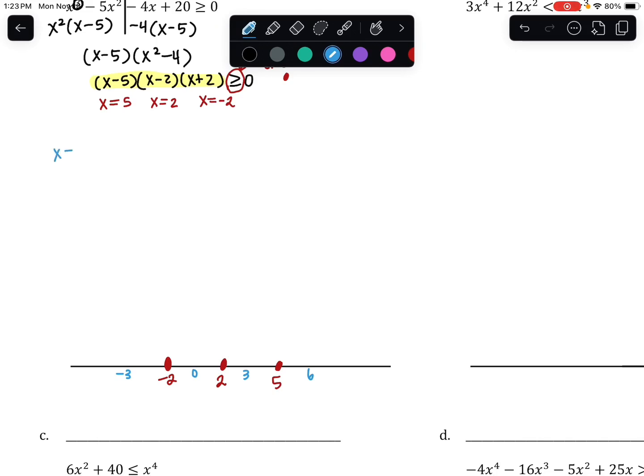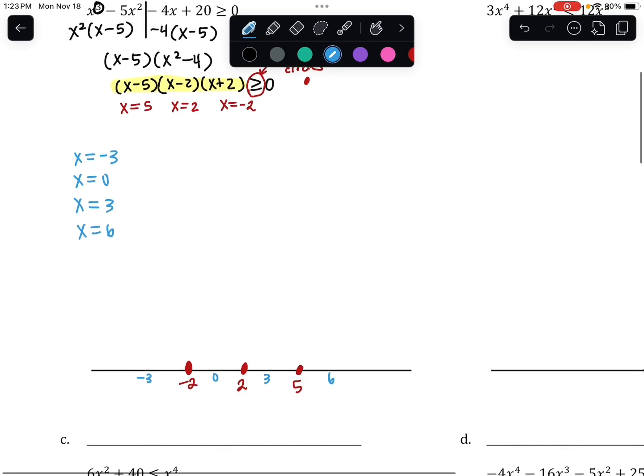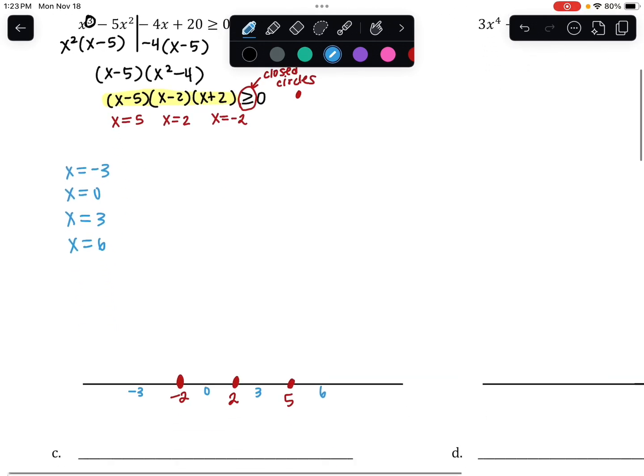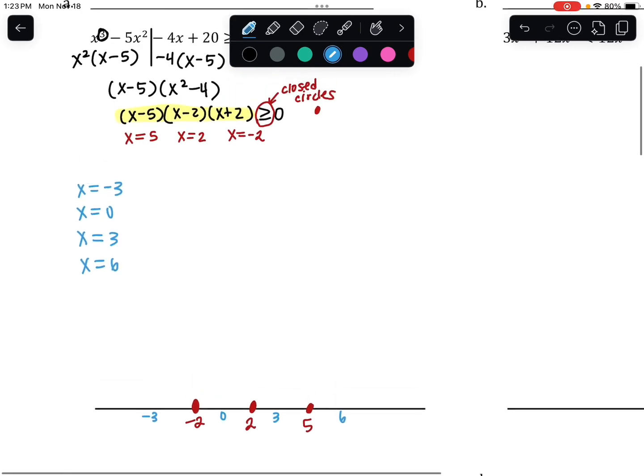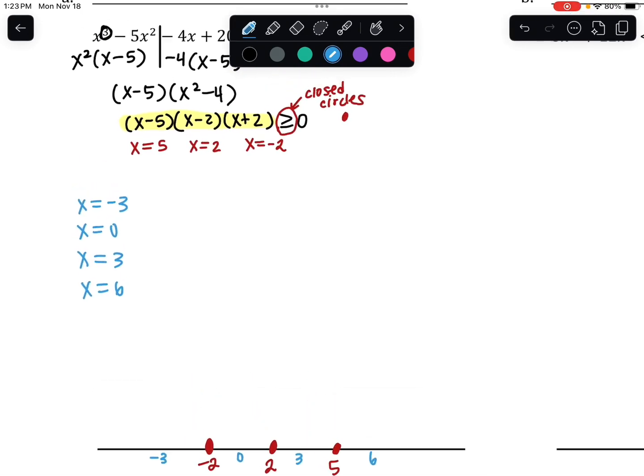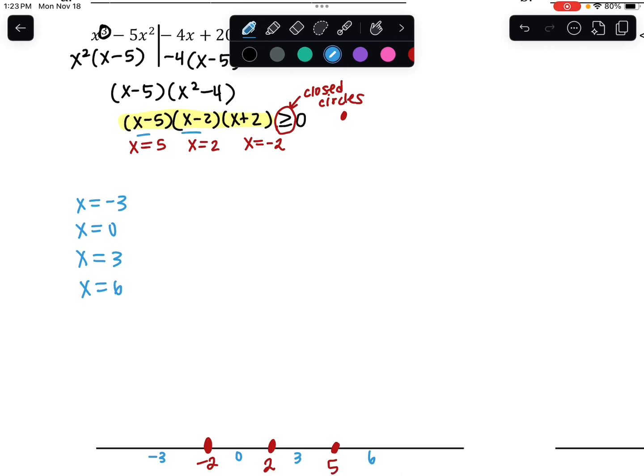I like to just get the setup. We're plugging in x equals negative 3, x equals 0, x equals 3, and then x equals 6. These will not end up in your final solution. These are just test points, so be careful not to mistake those as your critical values. We're going to plug these points into each of our 3 factors, and I like to put 3 sets of parentheses just to get the setup.